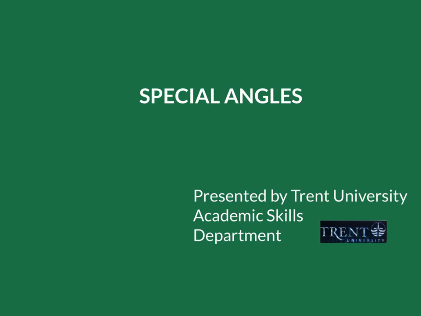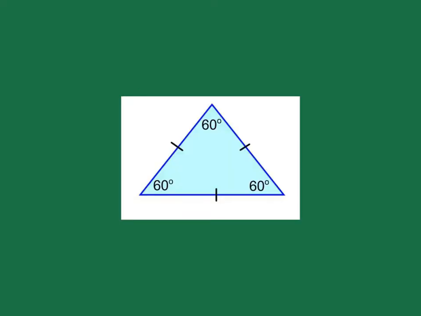Today we're going to talk about special angles. A special angle is one that you can find the sine, the cosine, or the tangent of without using a calculator or a chart. I'm going to show you how to do that with a couple of different triangles so that we can find the special angle sine, cosine, and tan for certain angles today.